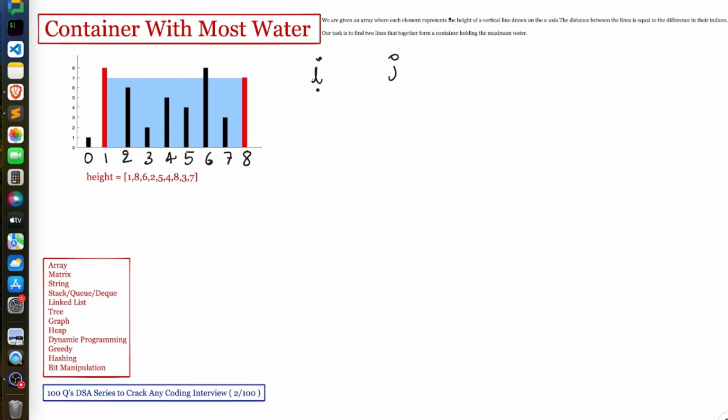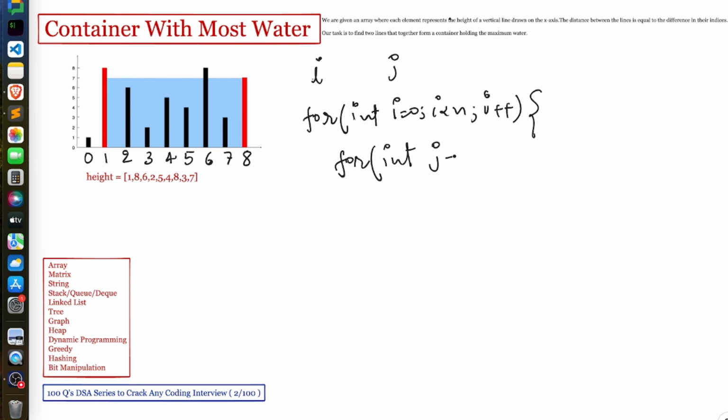To get the indices i and j, we can easily use two for loops. So for int i equals 0, i less than n, i plus plus. This will be the left height, and similarly inside of it we can use another loop to get the second height. We will start with i plus 1 because it doesn't make sense to have two heights on the same index, right? So start with the next index. j less than n, j plus plus, right? This way you will get two heights.